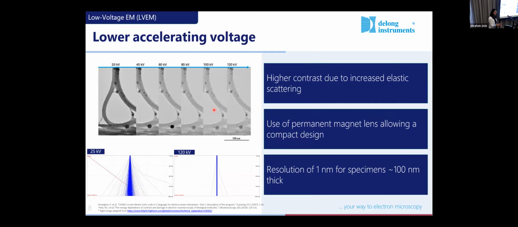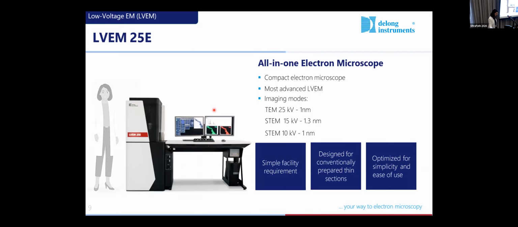In our specific equipment, we use permanent magnetic lenses. That means we don't need a cooling system, and we can make very compact systems. We still can provide a resolution of 1 nanometer, which is good for almost all pathology applications. We are talking specifically in this presentation about the LVEM25E. It's a transmission electron microscope that operates at 25 kV. You can also add a stain detector to that transmission electron microscope, operating at 50 and 10 kV.